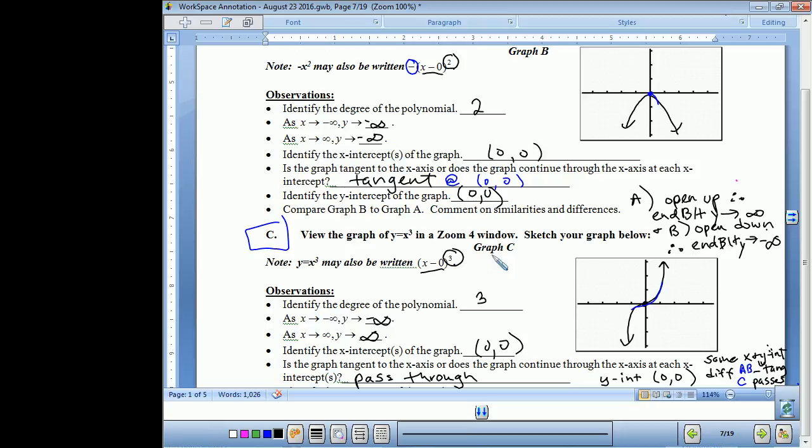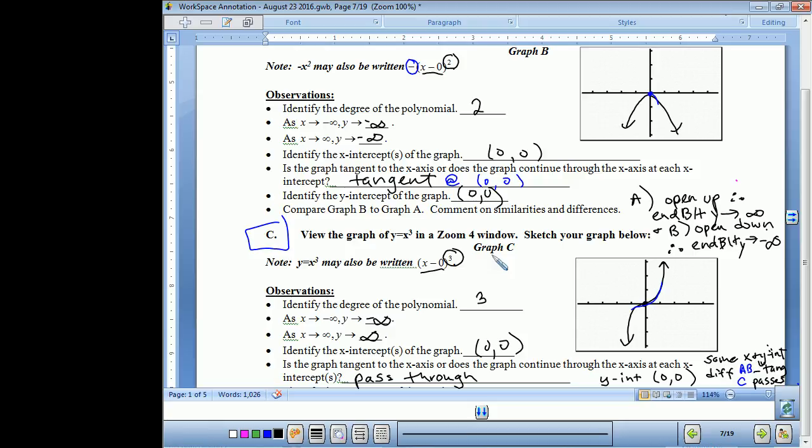Now, when that odd power happens to be greater than 1, so if it's 3, 5, 7, 9, if the power of the factor is odd and greater than 1, not only does it pass through, but do you see how it passes through and it changes the curvature of the graph? It goes from concave down to concave up. It makes a little squiggle at that point.